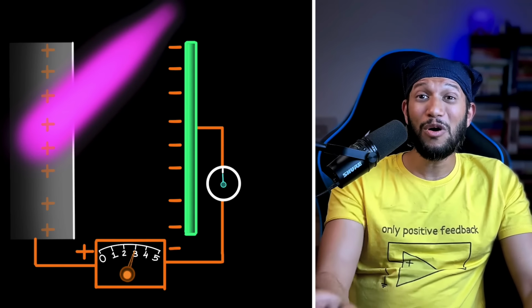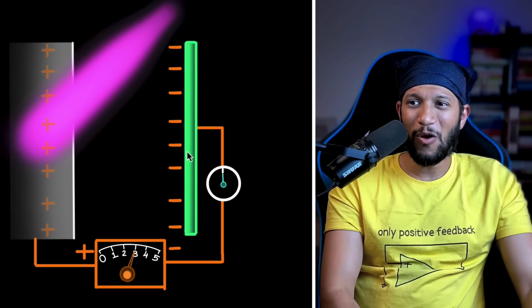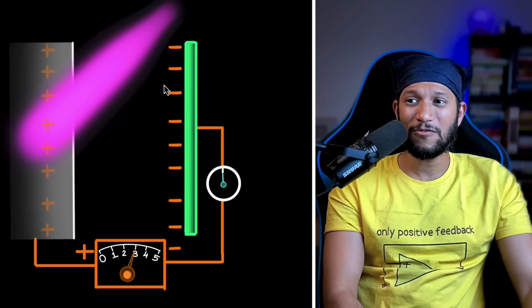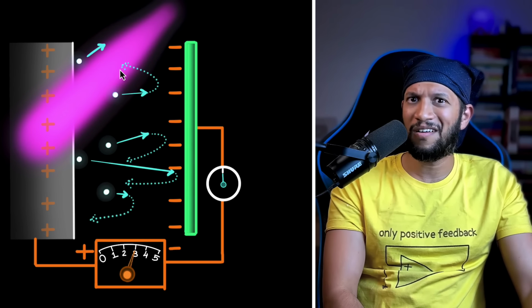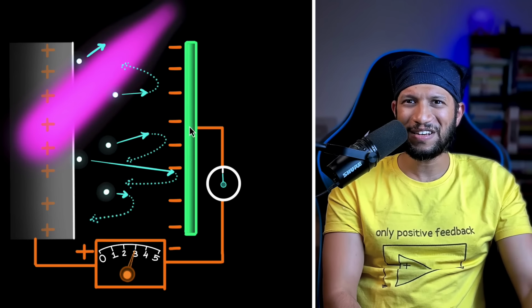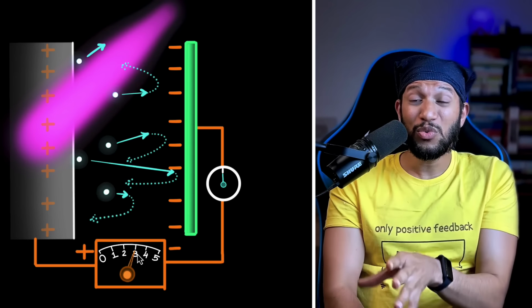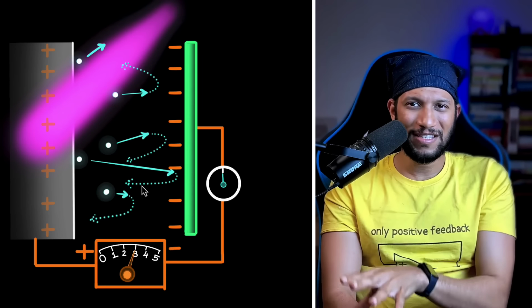So at this point, I can now visualize that all the electrons that are coming out of here must have stopped and must have turned around. None of them are getting collected. So in this case, it takes 3 volts to stop these electrons, right?